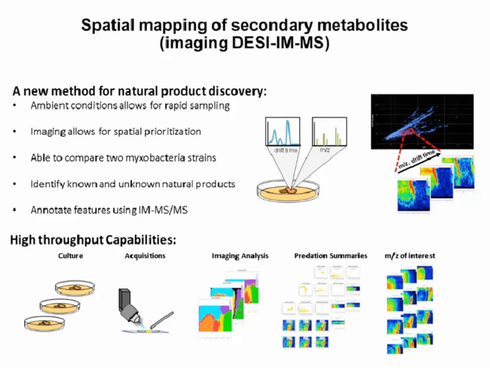It's been exciting to share our work with you on this approach. Now, through this presentation, we wanted to highlight the ability to rapidly sample microbes within a holistic environment. The imaging capabilities allow us to use spatial prioritization to annotate these natural products of interest. Using these capabilities of DESI, ion mobility, mass spec, we can begin to identify these features of interest in a high throughput strategy for accelerated natural product discovery.